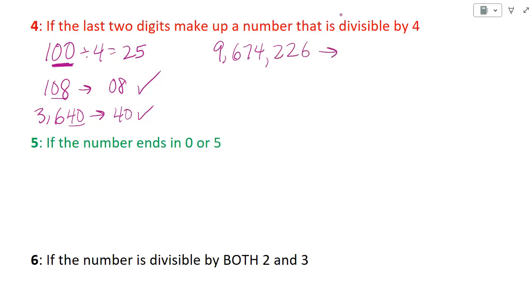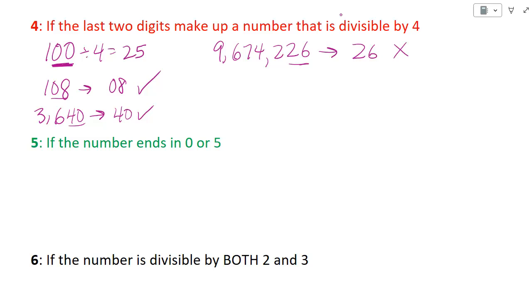9,674,226. Doesn't matter. You're just looking at the last two digits. Is 26 divisible by 4? It's a little smaller, a little easier to deal with. I know off the top that it's not. Okay, because if you think about it, 24 is divisible by 4, and then it's only 2 more, so we can't fit another 4 in there evenly. All right, all kinds of little tricks and ways to make sense of it.